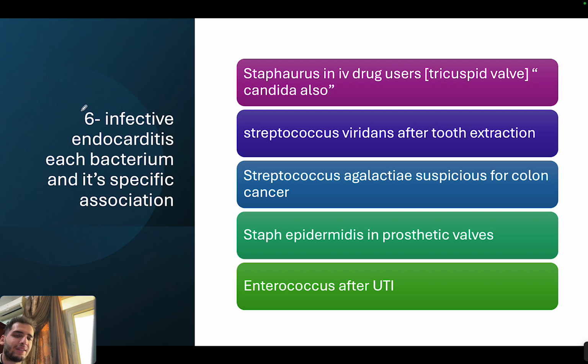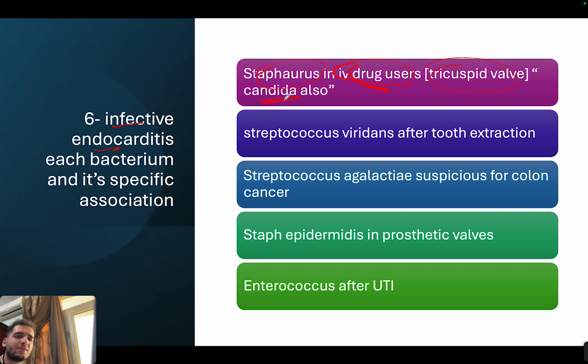The other thing, or the sixth high-yield concept, is infective endocarditis. And what they usually ask about it is each bacteria and how it can happen and how it can affect the heart. So Staph aureus can cause acute endocarditis. It happens in IV drug users, and it affects the tricuspid valve. Candida can also cause the same manifestations. And the reason they happen in the tricuspid valve is because an IV drug user will usually inject the drug in the veins. So it will somehow return through the anatomical location in the right atrium. So the first valve it will face would be the tricuspid valve, if this makes sense, okay?